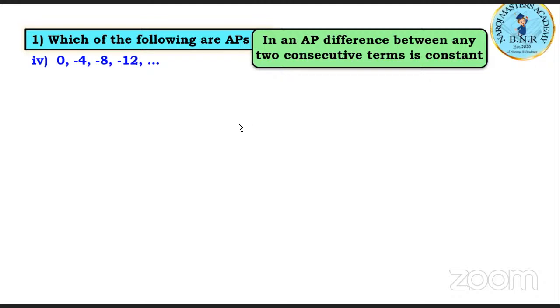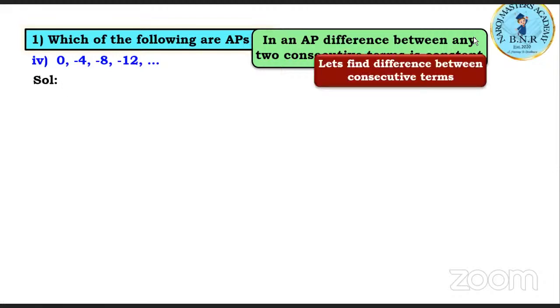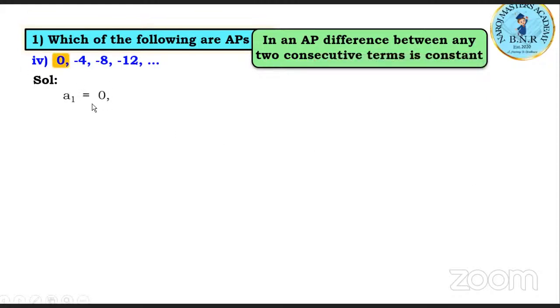What is the first term here? 0. A1 is equal to 0. What is the second term? Minus 4. Very good. What is the third term? Minus 8. What is the fourth term? Minus 12. Very good.